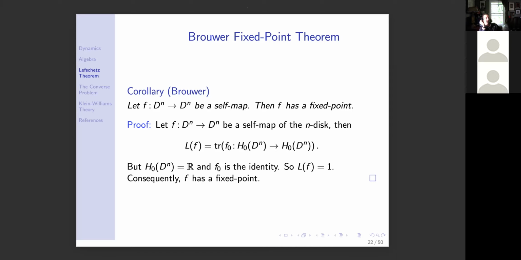When n equals 1, the Brouwer fixed point theorem is a version of the intermediate value theorem you learn in Calculus 1. In fact, it's equivalent to it. Okay, so that's the Brouwer theorem.